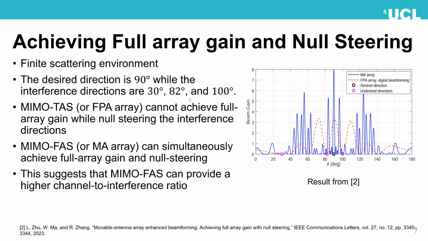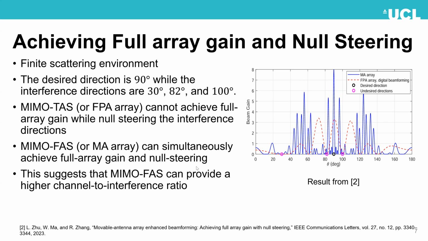Okay, so due to the fixed position of the radiating elements, it can be shown that MIMO-TAS cannot achieve full array gain while nulling the interference direction. Okay, but MIMO-FAS can actually concurrently achieve full array gain and nulling, and this is because the position of the radiating elements can be reconfigured. Okay, so what this suggests is that MIMO-FAS can actually provide a higher channel to interference ratio.